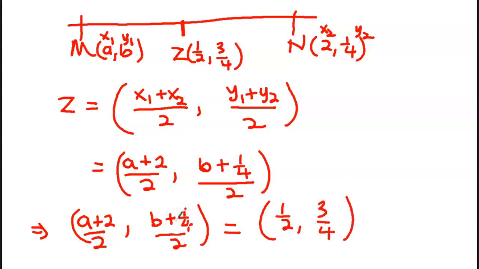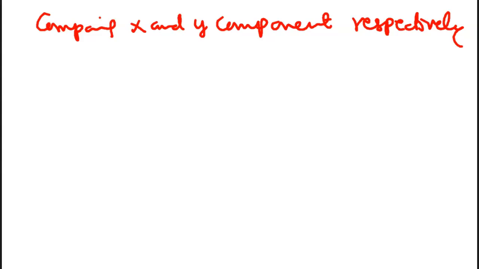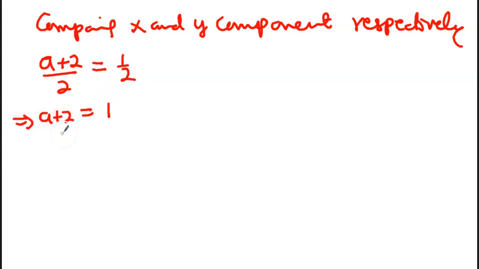Now we begin to compare the X and Y components respectively. So we are going to have A plus 2 over 2 is equal to 1 on 2. So we cross multiply. This implies that A plus 2, when you cross multiply, you are going to get 1. So A will be 1 minus 2. So A is equal to -1.